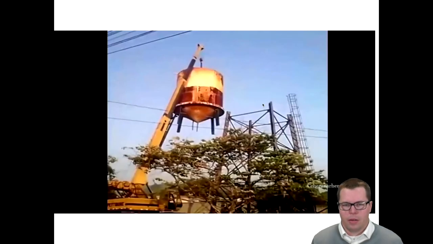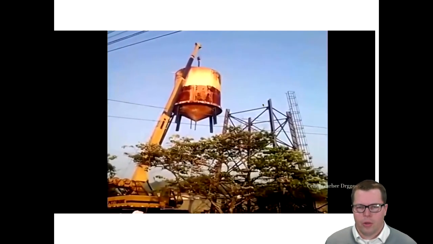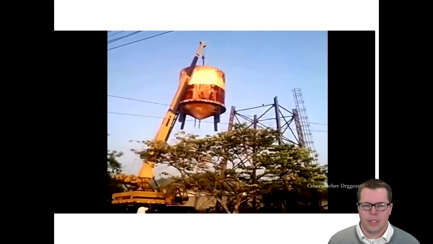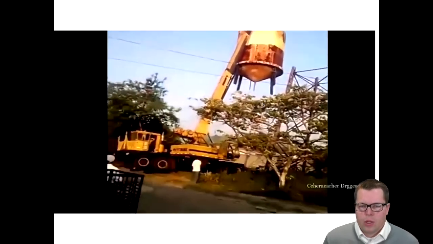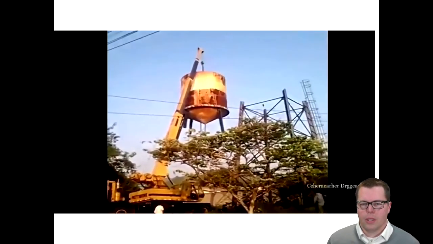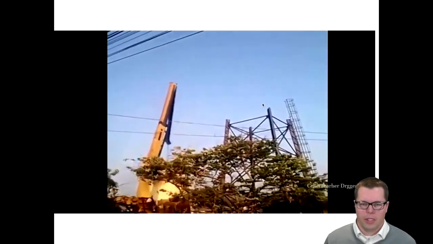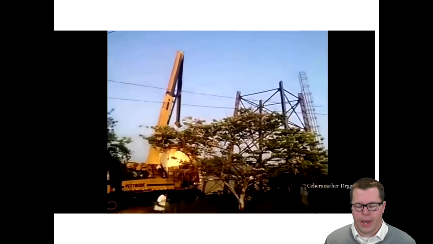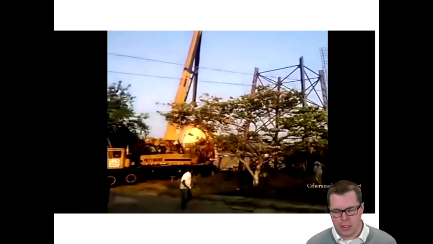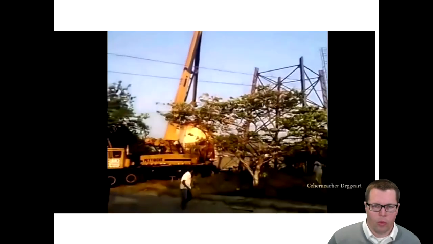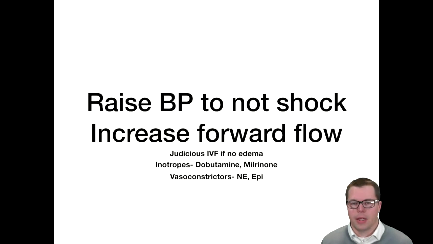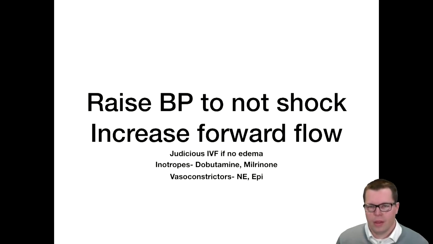If you keep trying to increase the afterload, if you keep trying to increase the load on this thing, even if you think you're trying to do a good job by perfusing the other organs, eventually it's just going to fall apart, and the whole thing is going to collapse, and the patient will die. So the typical ways that we think about raising blood pressure may not work super effectively in this patient because they have a different physiology.